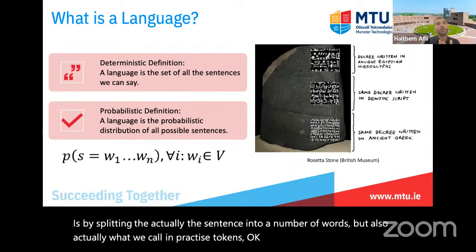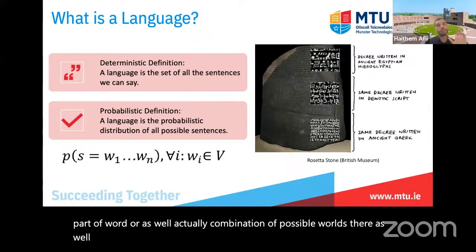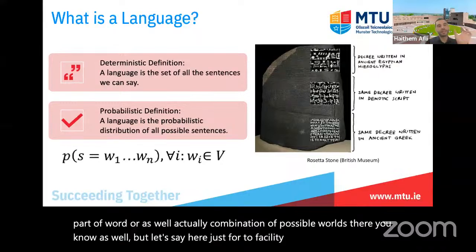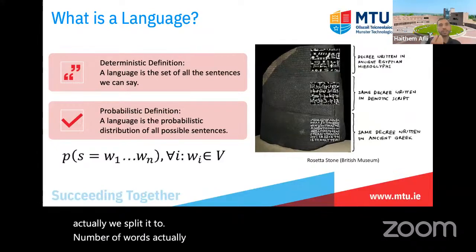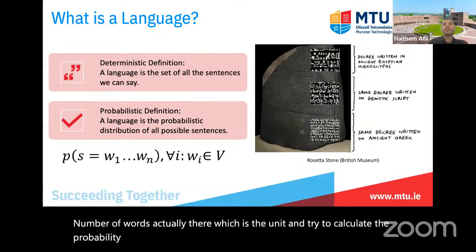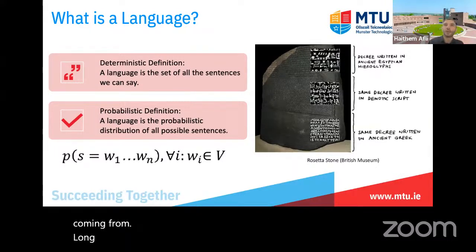Okay, the tokens could be a word or part of a word, or actually a combination of possible words as well. But let's say here, to facilitate the concept, we split it into a number of words, which is the unit, and try to calculate the probability. And the idea is not actually new. It's coming from a long history in linguistics, and again from machine translation.